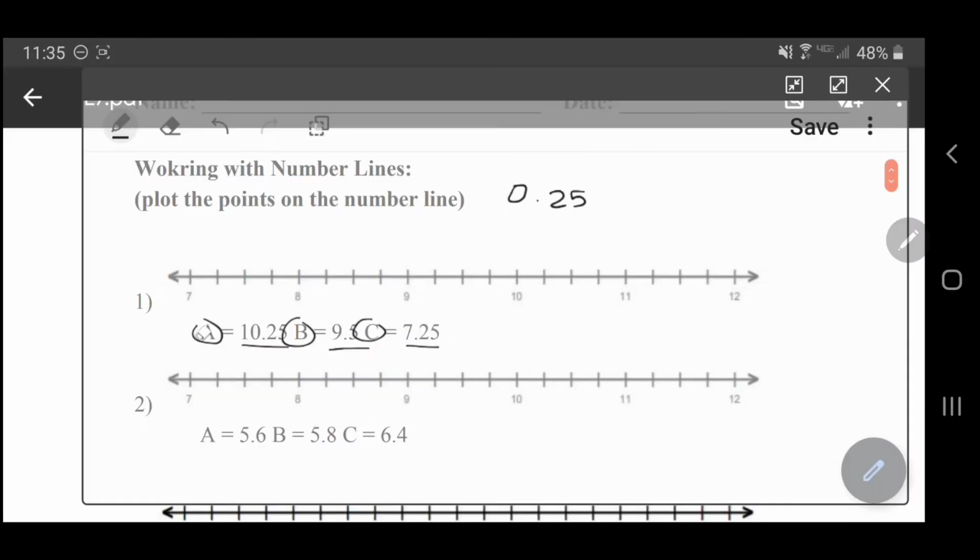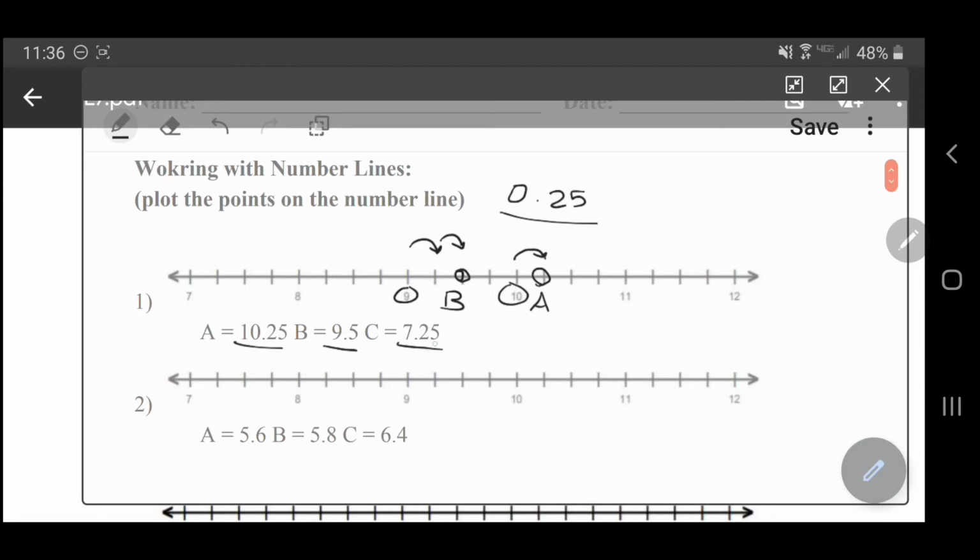Okay, so we can start off with A, which is 10.25. We can begin over here because that's the mark for 10, and 0.25 means we would have to move to the right once more since each of these marks is 0.25, so that would be 10.25. So A would be here. Next is 9.5. We could start off with the mark over here for 9 and 0.5. That means we would go 9.25 and then 9.5. So this would be B.